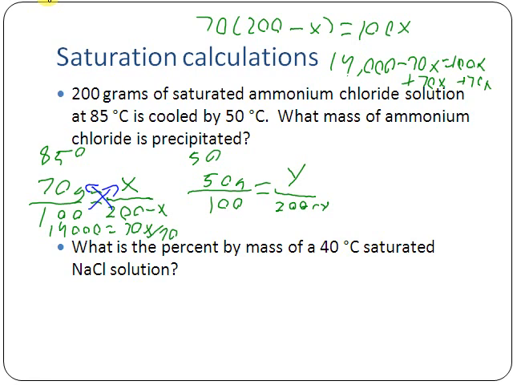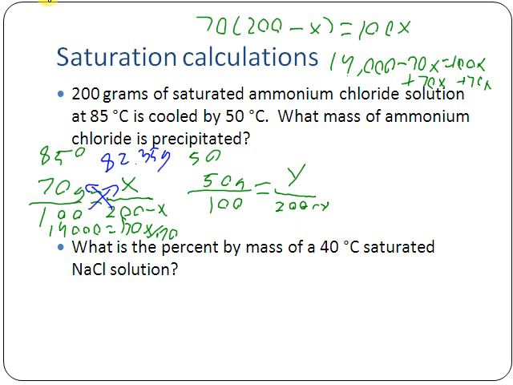Divide both sides by 170, my bad, not 70X, 170X. So 14,000 divided by 170. And so we put that in your calculator, 14,000 divided by 170. I find that I have 82.35. And so this is the amount that I start with here, is that originally I could dissolve 82.35 grams of ammonium chloride in the solution.